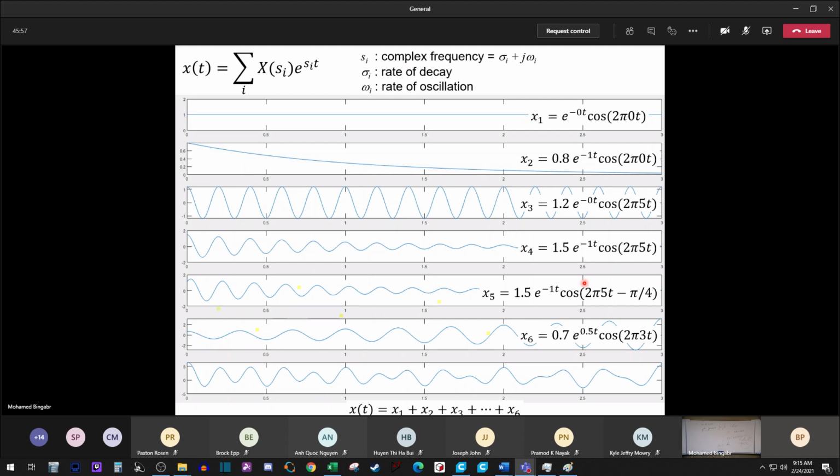So this signal here is exactly this one, except shifted by pi/4. See, this one starts at 0, this one starts here. So that part here now is showing up here. And this is a signal that grows exponentially, with rate 0.5. So it exponentially grows with oscillation 3. See how it grows slowly. Now, if you add all these, you get this signal.